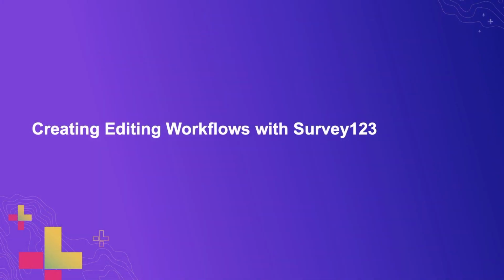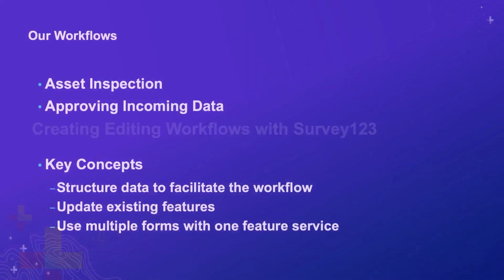Let's now look at editing workflows. In particular, we're going to look at two workflows: asset inspections and approval queues. These are common workflows that many organizations using Survey123 implement. Both of these require us to think of the entire workflow when structuring our data tables and fields. They also will make use of Survey123's capabilities to update existing features using the inbox, and they can make use of multiple forms working with the same feature service.